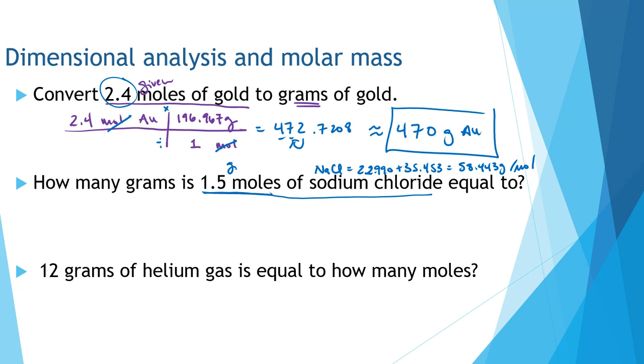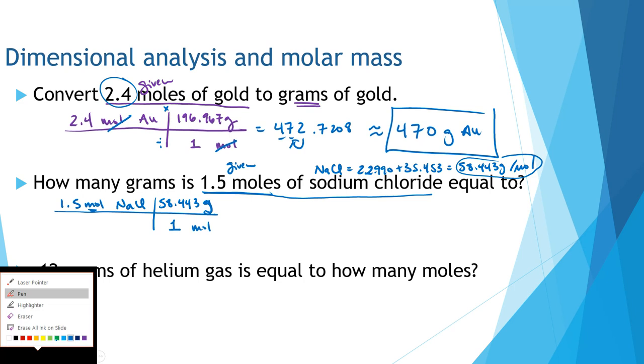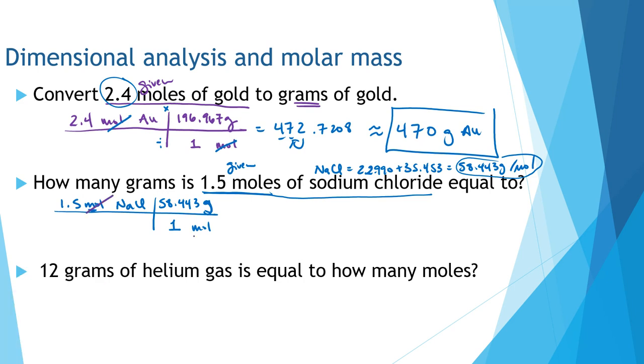So I'm going to take my given here, 1.5 moles of sodium chloride. To convert to grams, I'm going to put moles on the bottom so that my moles on top and my moles on bottom cancel out. Convert those moles to grams. We just figured out that there are 58.443 grams in each mole of sodium chloride. So now my moles on top and my moles on bottom cancel out.